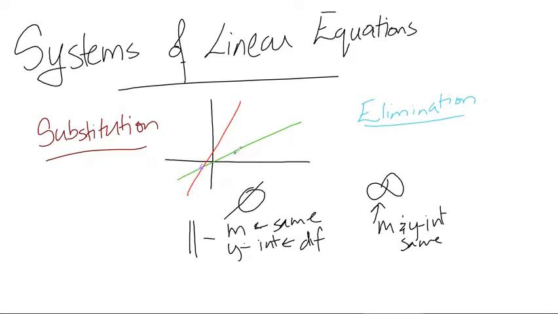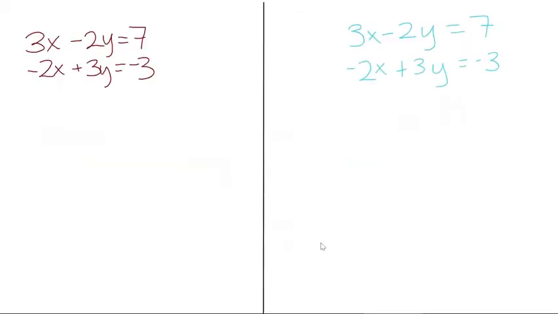So now let's just try working on a couple of examples. You're probably going to notice that on the left and right, these are the exact same equations. We're just going to be doing substitution on the left and elimination on the right. So for this first example, we have 3x minus 2y equals 7 and negative 2x plus 3y equals negative 3.